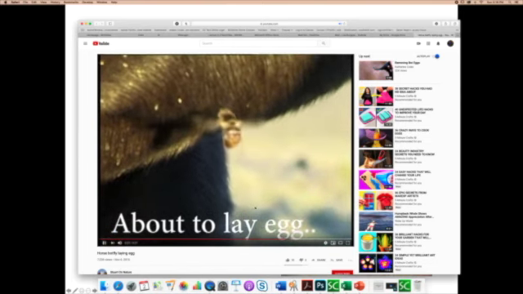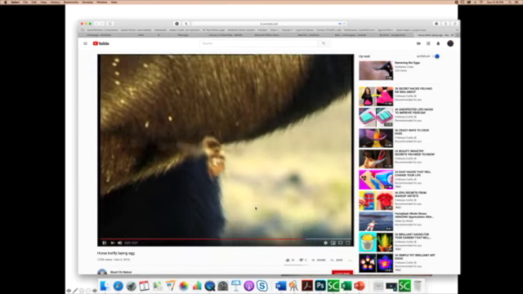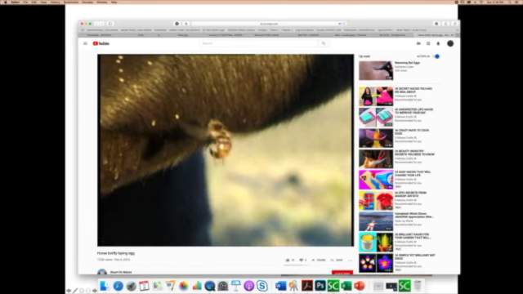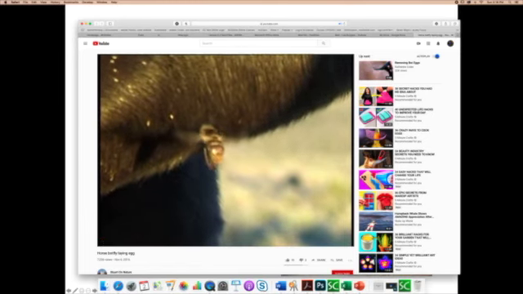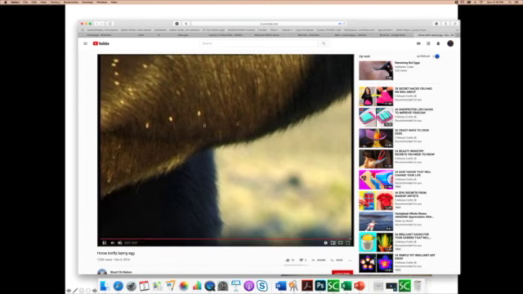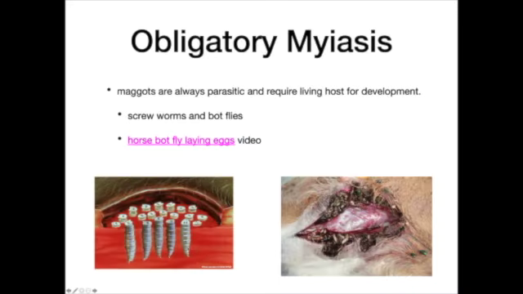You can even see the egg. It's just going to stick the egg onto the fur. They barely even land. Look at that. There it is. So we can see here on the left we have this illustration of screwworms, and they kind of create this cocoon-like structure with little air holes here at the top.